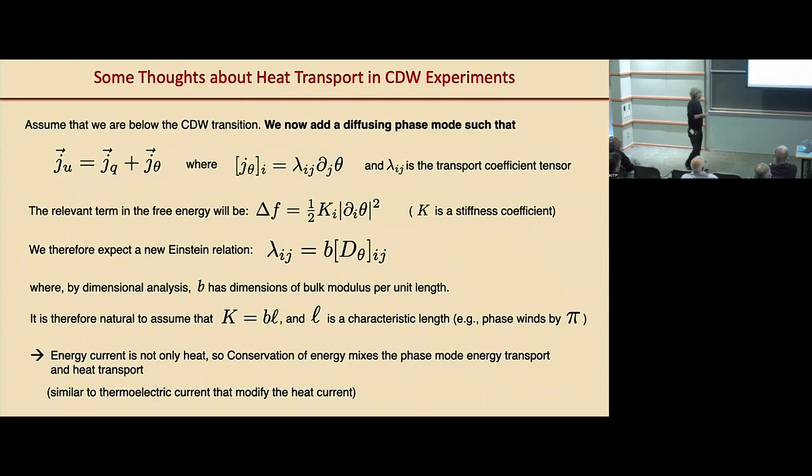So again, as time is running, let me just propose one solution, which is not worked out fully. Actually, there are some more detailed calculations that my theorist friends are working on. But suppose, just like in the case of the thermoelectric effect, that there is another mode that can diffuse and carry energy. Let's say the phase mode.